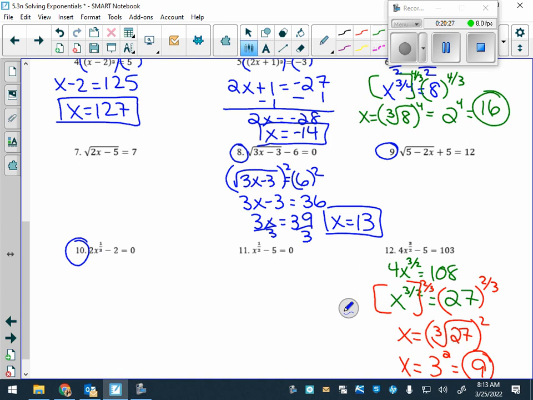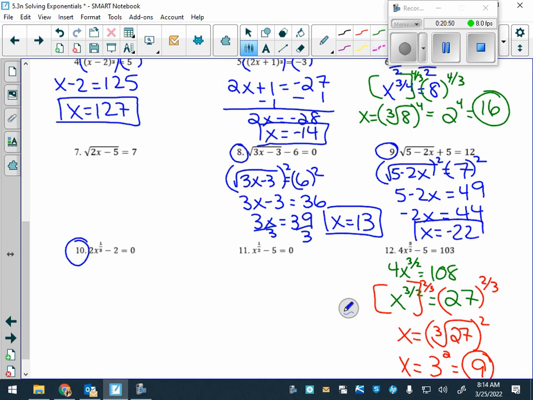Okay, same thing here. You subtract 5 to get 7. Then you square both sides. 5 minus 2x equals 49. You subtract 5 to get 44. Divide by negative 2 is negative 22, which is correct. Okay. Then number 10 is correct on the board.